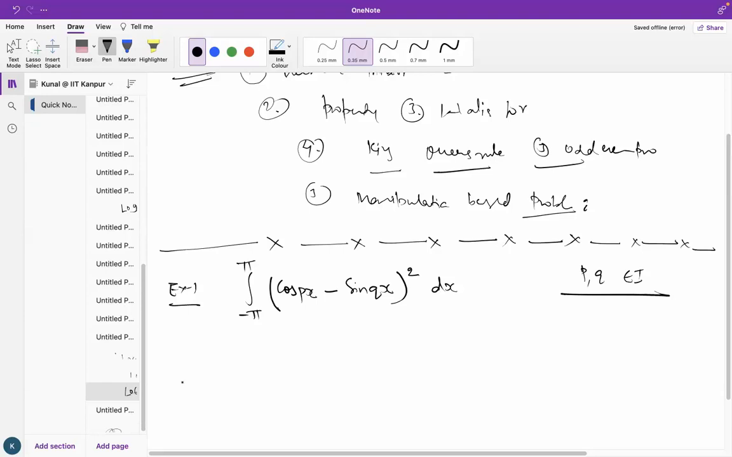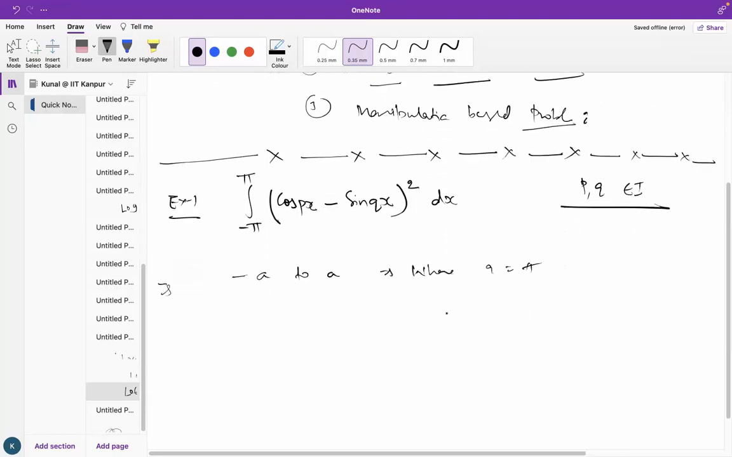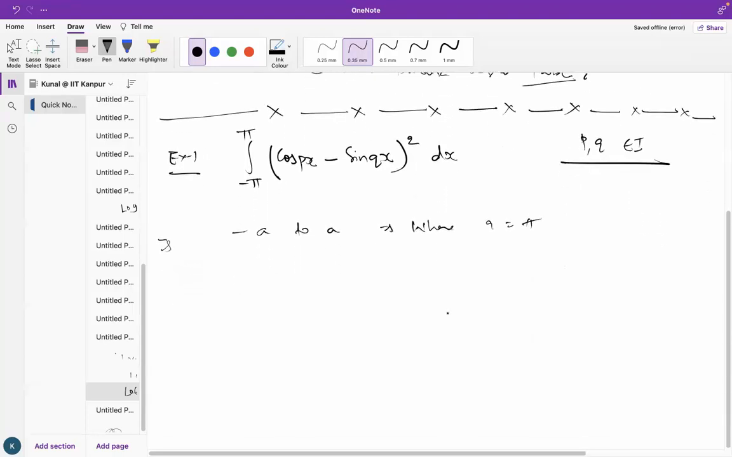So if you look here, our limit varies from minus a to a, where a is obviously pi. Okay. So we can apply the odd even rule here. As I told you in the previous section, first check whether it is an odd or even function. So first try to open this. So let me open it here. So minus pi to pi.